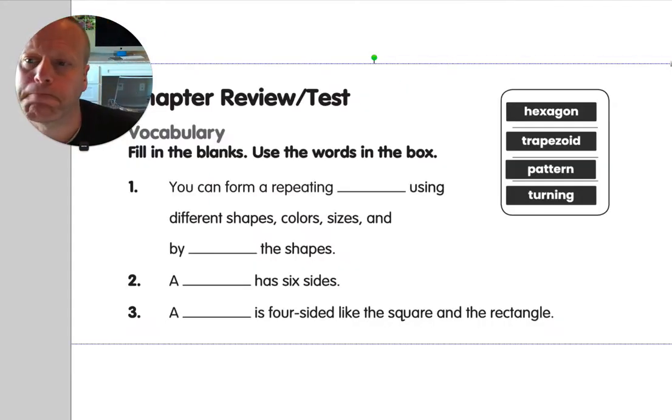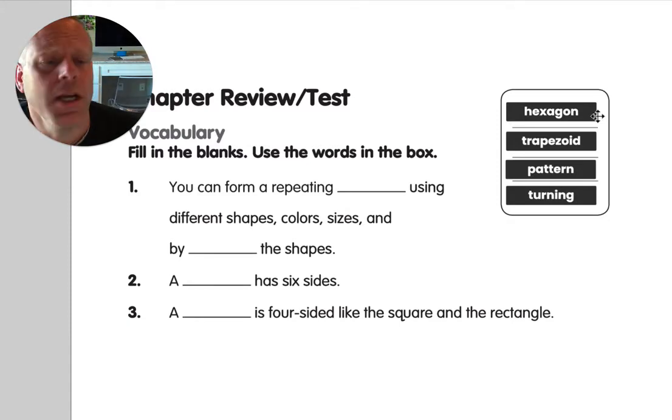The first one is to practice some of those words. This is vocabulary in math, right? Do you know what a turn is? Can you put the word pattern in a math sentence? Can you find out which of these shapes, hexagon or trapezoid, fits these sentences? So you might have to read, like, let's just do number 2 here. A blank has 6 sides. A turning has 6 sides. A pattern has 6 sides.